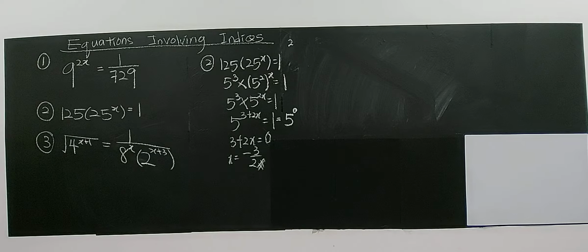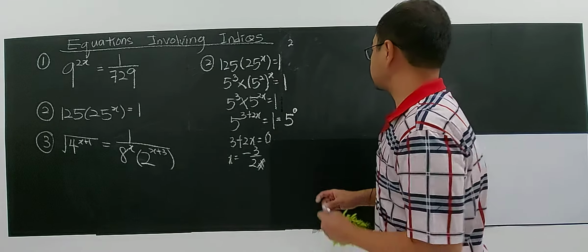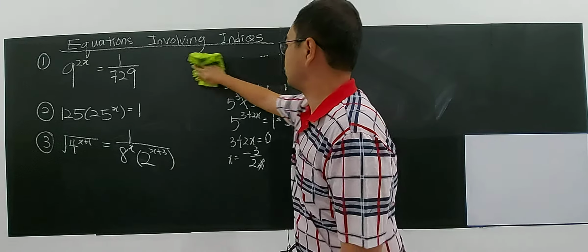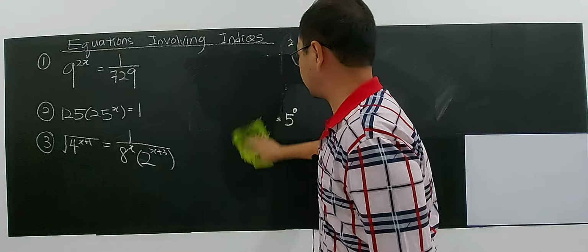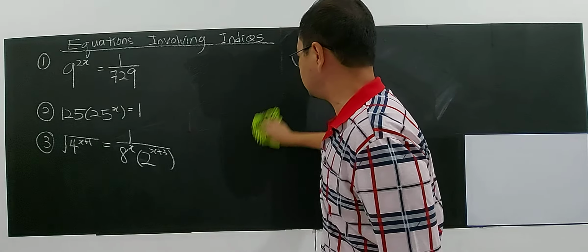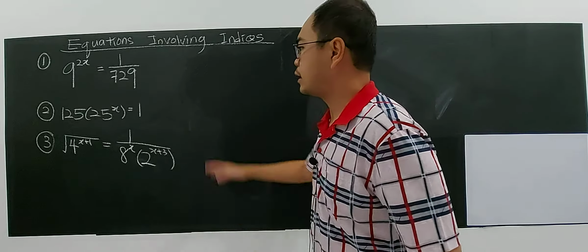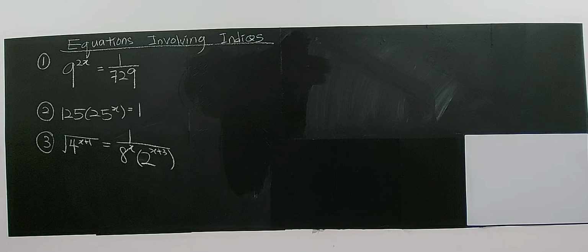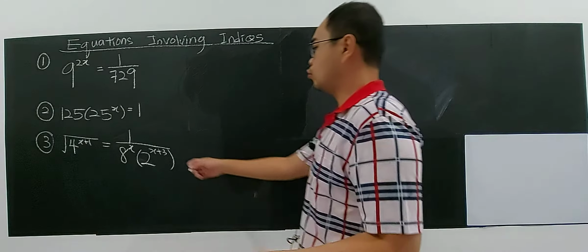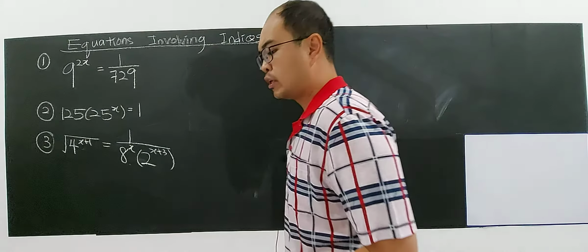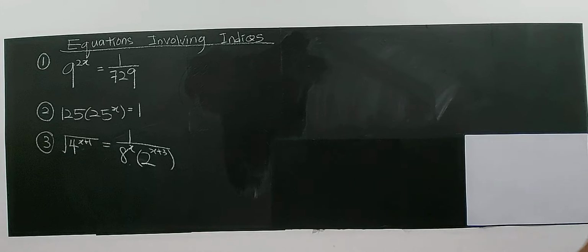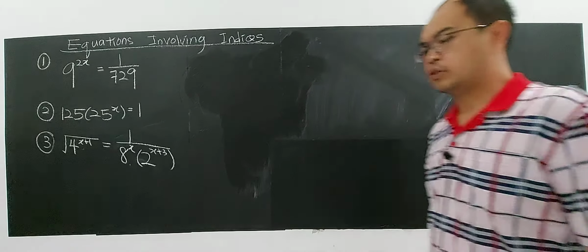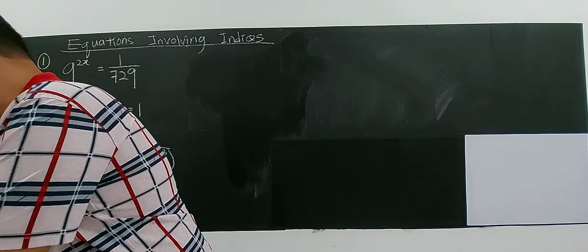Alright, let's move on to the last example, number 3. It seems like number 3 is a bit complicated compared to questions 1 and 2. So I'm going to introduce to you how to deal with indices that have the same base, right? Having the same base. You know that 2, 8 and 4 have the lowest common base, the factor 2, which means the lowest base here is 2.